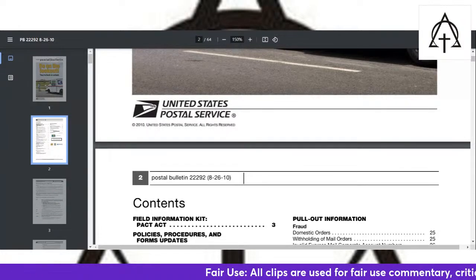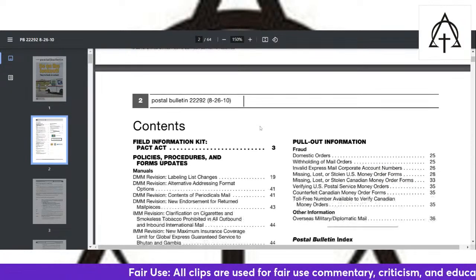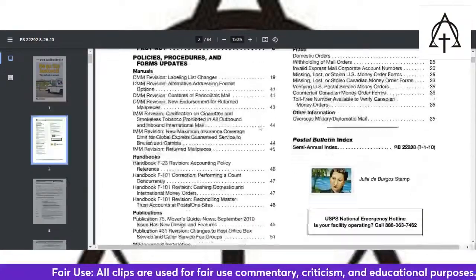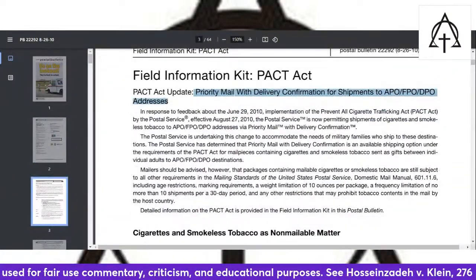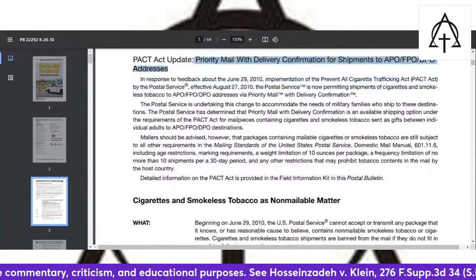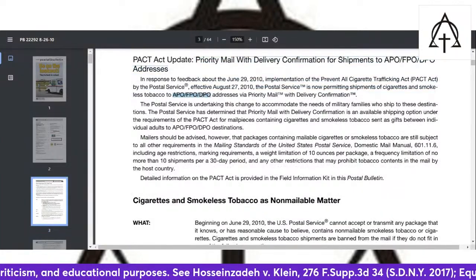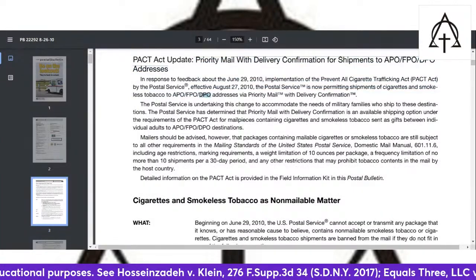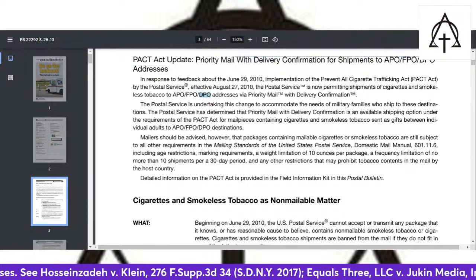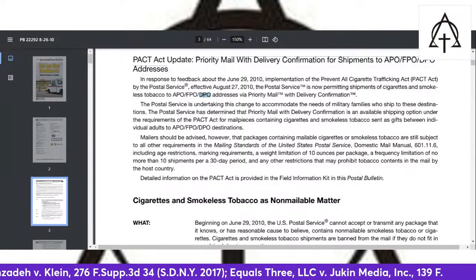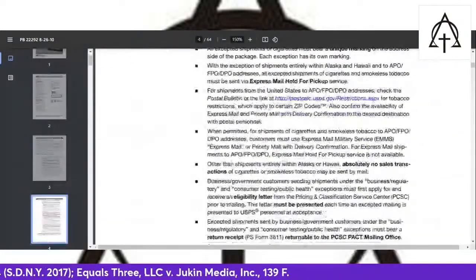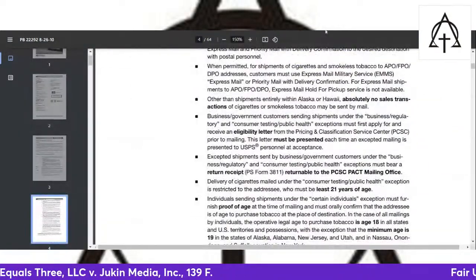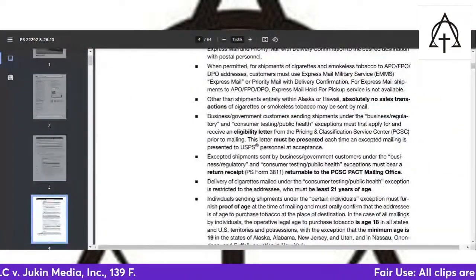So when we look at this, like I said, it's got all kinds of stuff on here, and it's going to tell us that when it comes to setting up a diplomatic post office, a DPO, there are certain standards. So let's see what we can find.